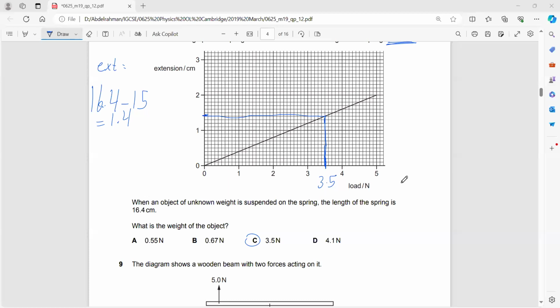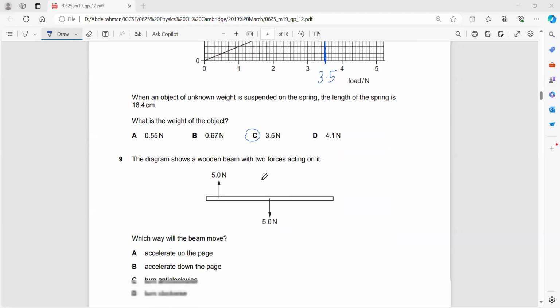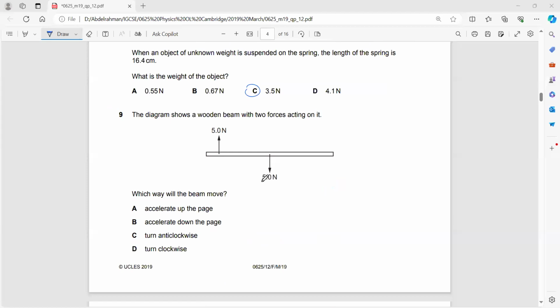Great. Question 9. The diagram shows a wooden beam with two forces acting on it. In which way will the beam move?